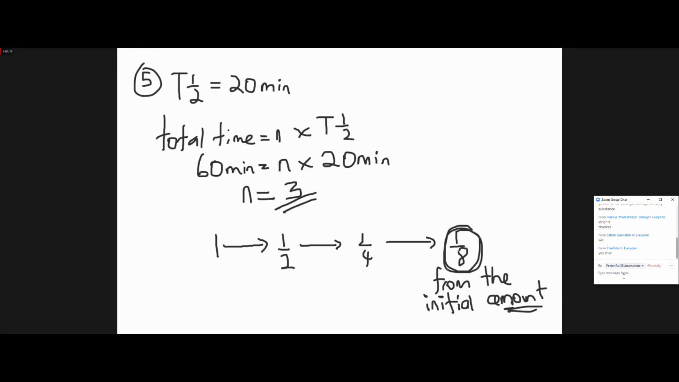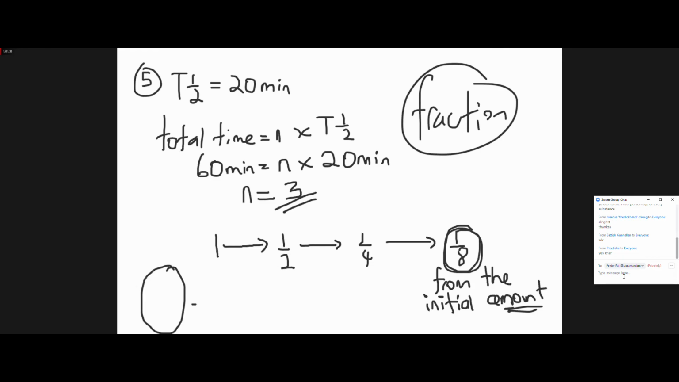Who has a question? Sir, why did you use 1 then it became half? Because this is a fraction. When it's a fraction, we assume the initial amount was full. After the first half-life, only half stays there. After another half-life, only a quarter stays there. Clear? So if it's a fraction, we assume it's 1, the total. Yes, sir. Okay, all right.